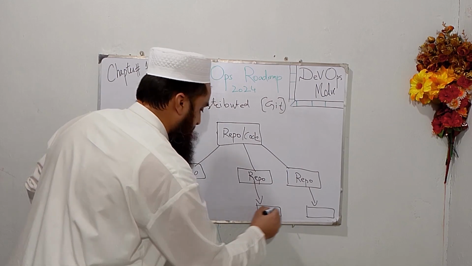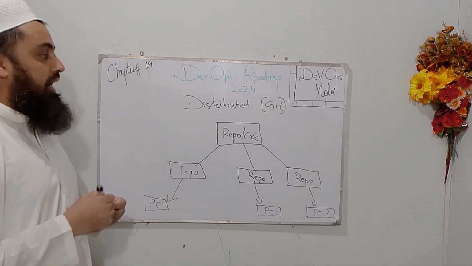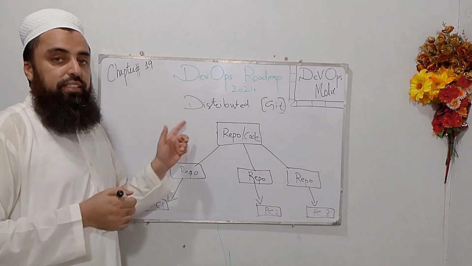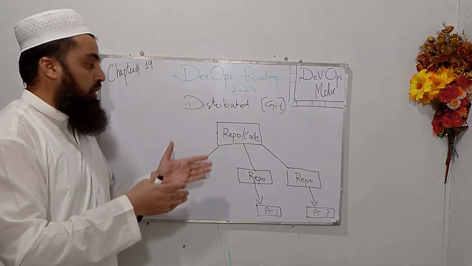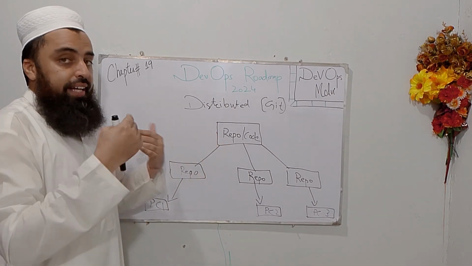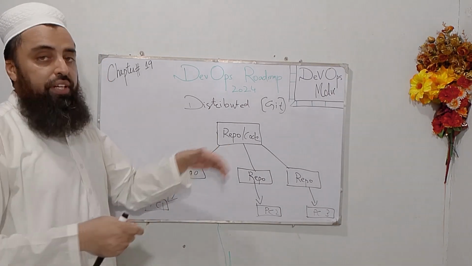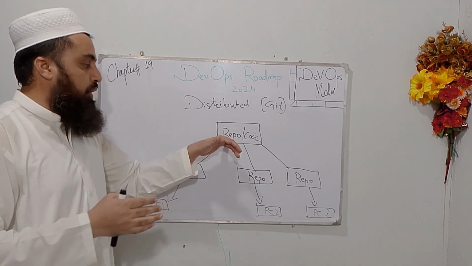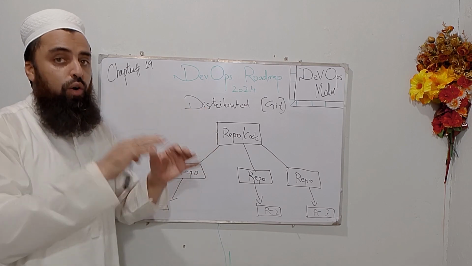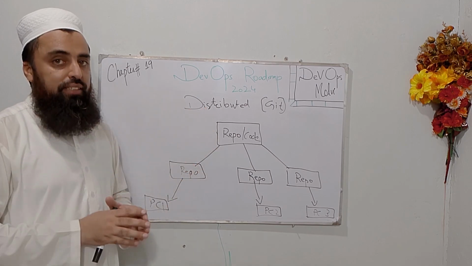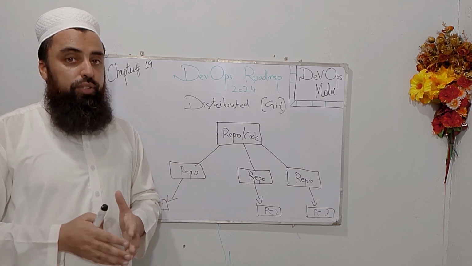This is PC1, this is PC2, and this is PC3. So that is the difference between centralized and distributed version control. In centralized, we had only one copy of the repository or code, and multiple developers are working on that code, and they are accessing only one central location. But in distributed version control, there can be multiple copies of the repository or our code, and each developer can have that full project on her or his PC. I hope that now you understand the difference between centralized and distributed version control.